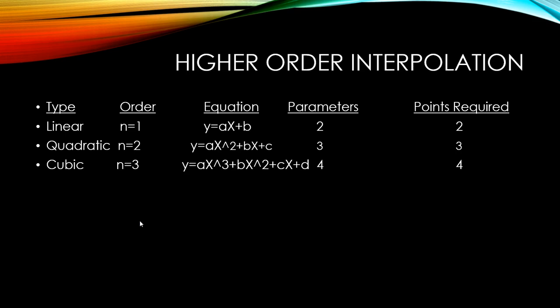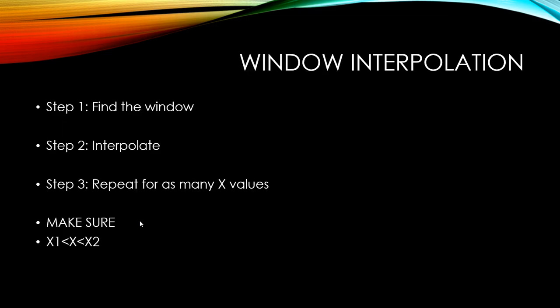And now for cubic, the third order, you have the equation y equals ax cubed plus bx squared plus cx plus d. Now you can see there are 4 parameters, and there are 4 points required. So once again, it's very messy to get the system of 4 equations and solve it for y, and that's why we let the computer do it for us.